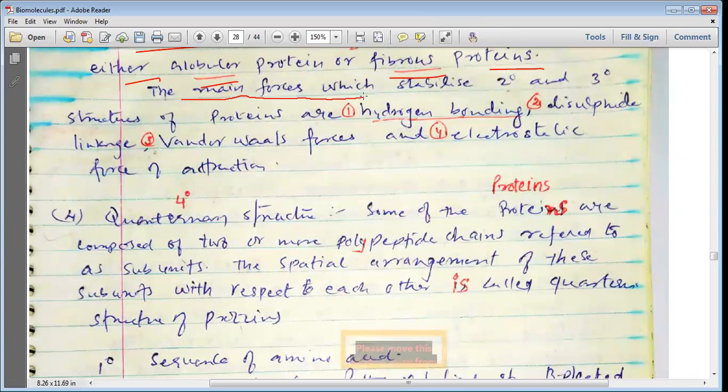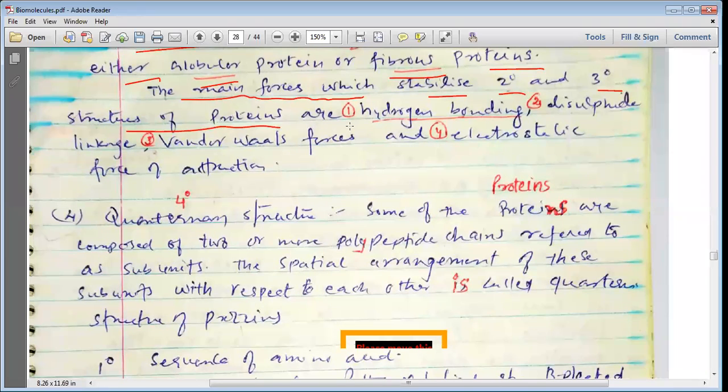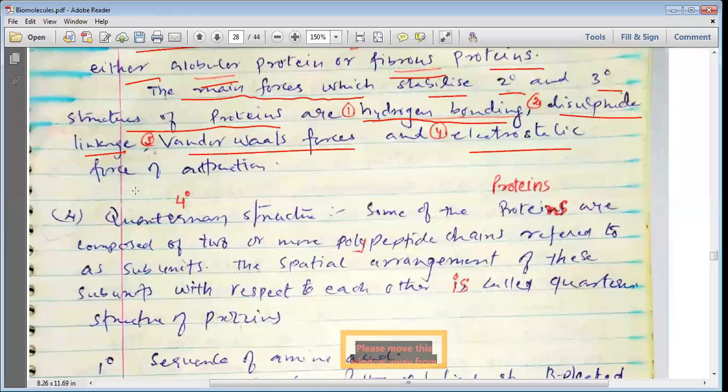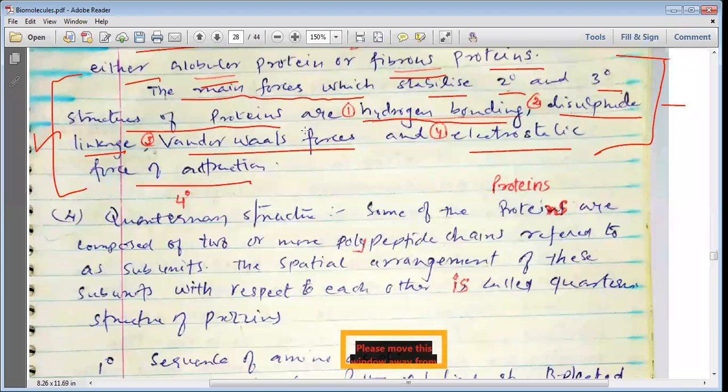The main forces which stabilize the secondary and tertiary structures of protein are, number one, this is an important point: in the secondary and tertiary structures, the polypeptide chains are held by either hydrogen bonding, disulfide linkage, van der Waals forces, or electrostatic force of attraction. Please learn these four forces of attraction, my dear students, because they are very useful. Many a time this question has been asked in the board exam: what are the forces that hold the polypeptide chain in secondary and tertiary structures?